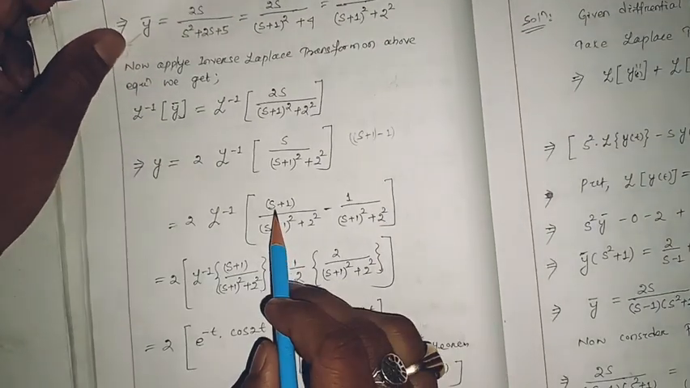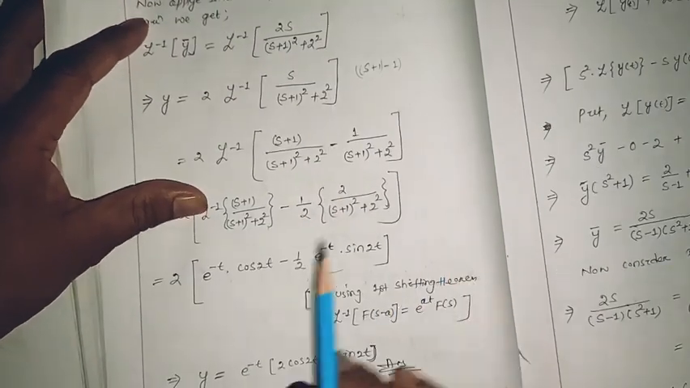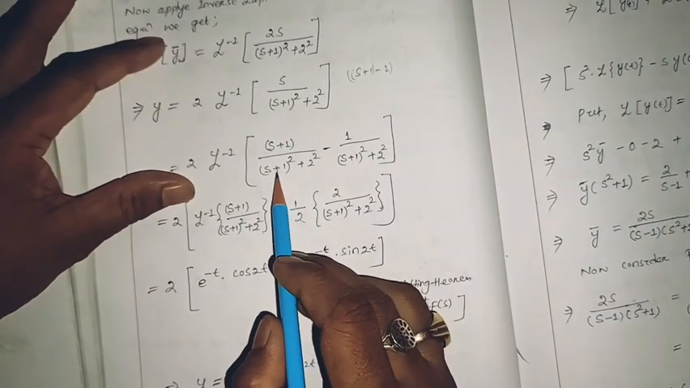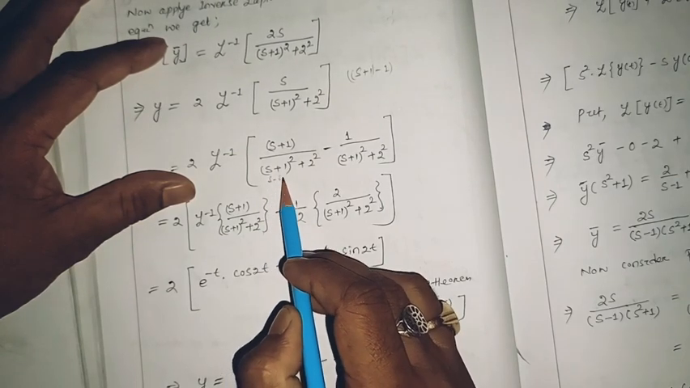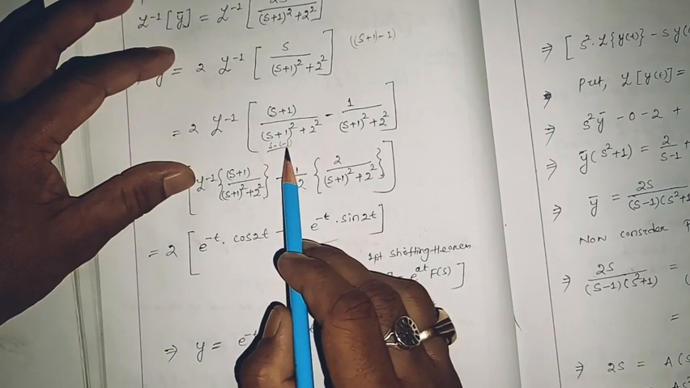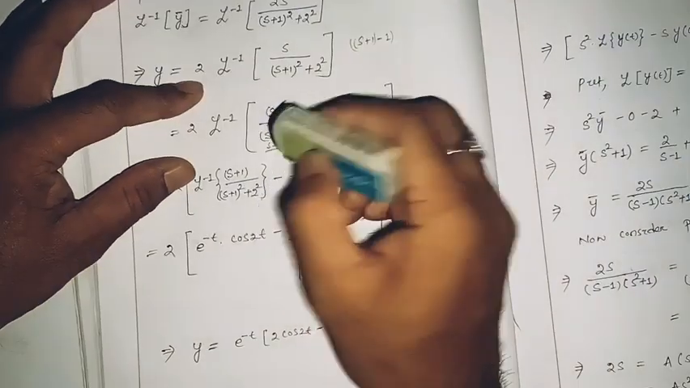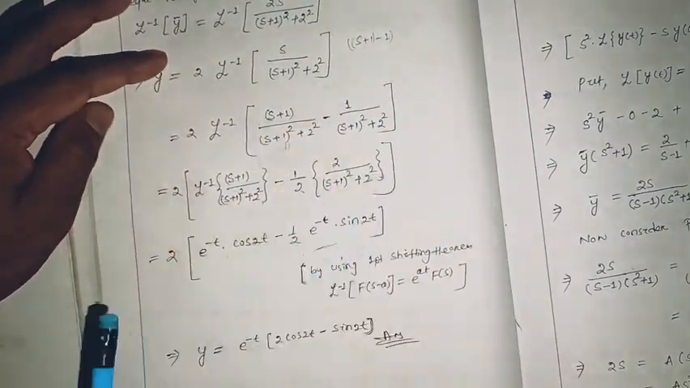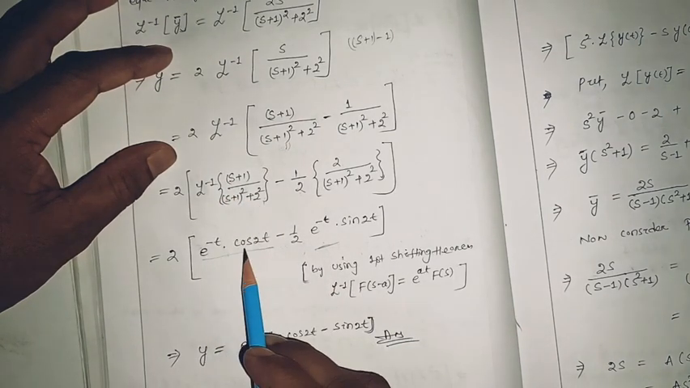So here, if we have s/(s^2 + 2^2), then the answer will be cos 2t. But as another 1 is added with s, this can be written as s minus of minus 1. So only for that, e^(-t) will be multiplied with cos 2t. These things we have discussed several times. This is nothing but the first shifting theorem. By using the first shifting theorem, (s+1)/((s+1)^2 + 2^2) will be equal to e^(-t) cos 2t.